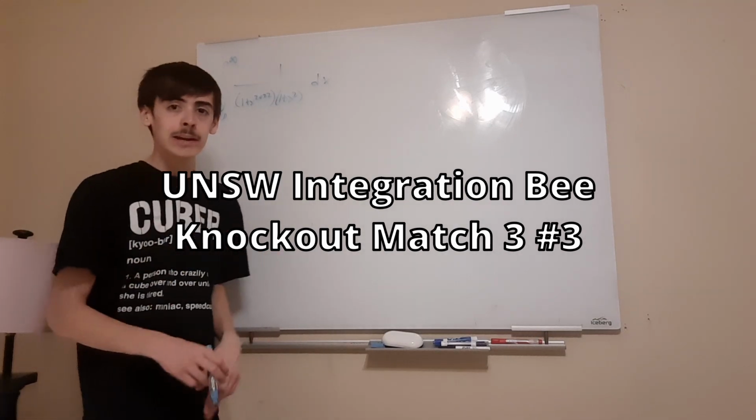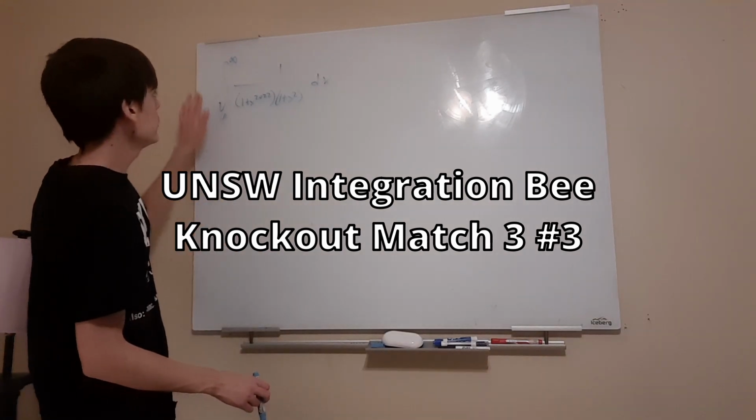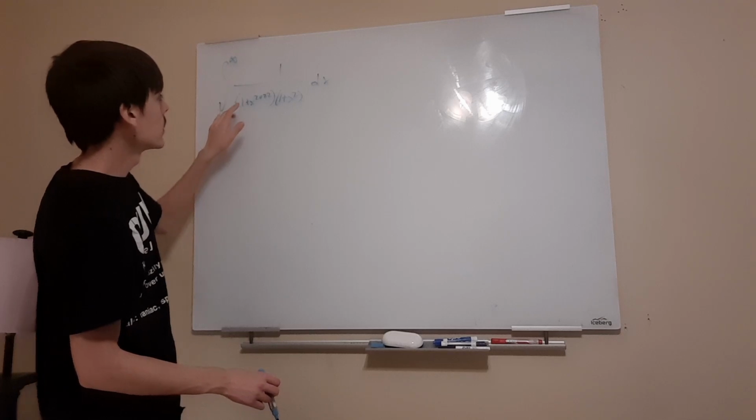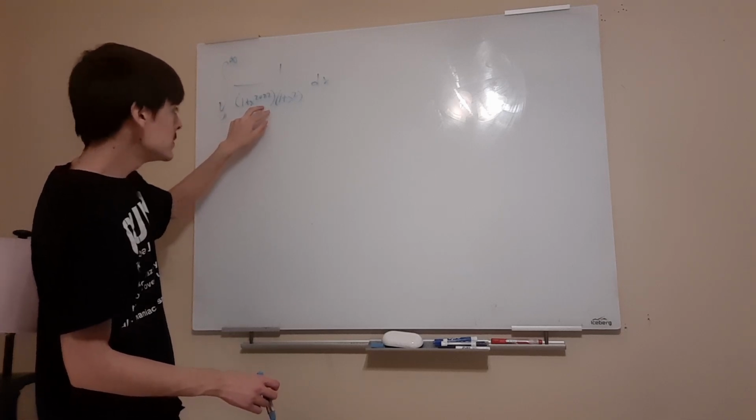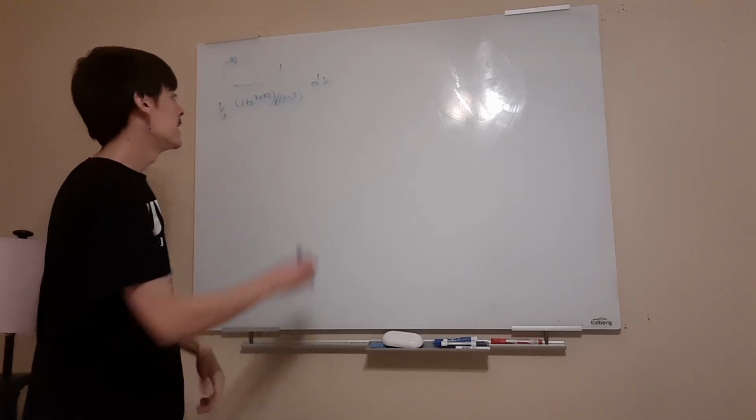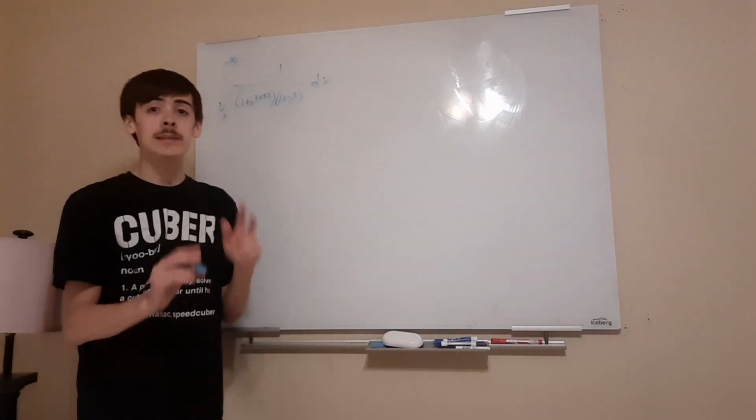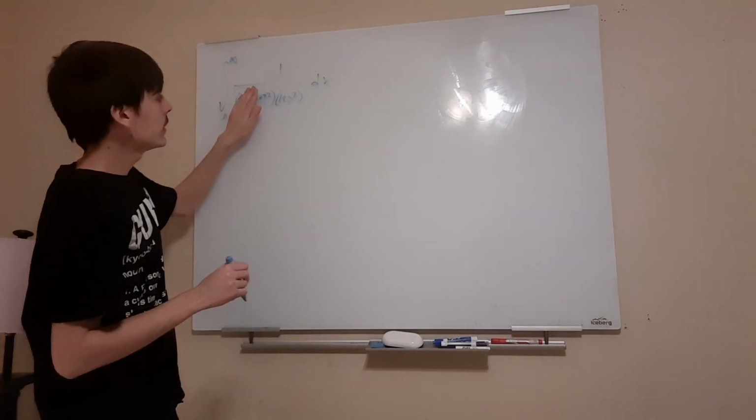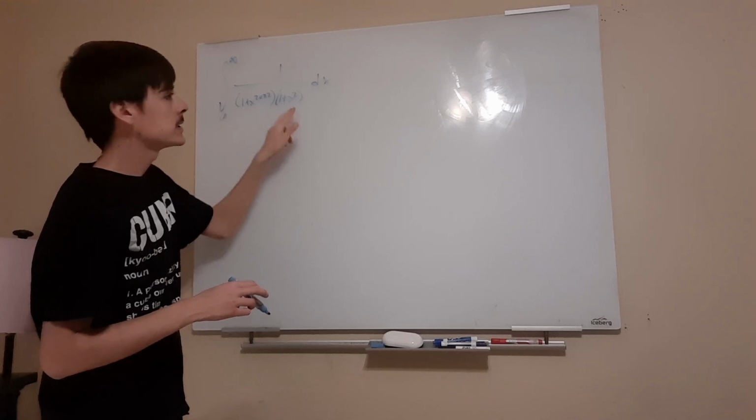Alright, we got a very interesting integral here today. We have the integral from 0 to infinity of 1 over 1 plus x to the 2022 multiplied by 1 plus x squared. Now this 2022 power is a bit intimidating, but we're going to ignore that for now and just focus on our 1 plus x squared.